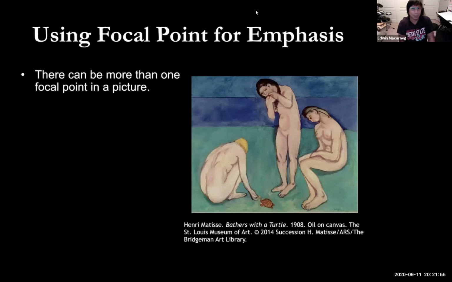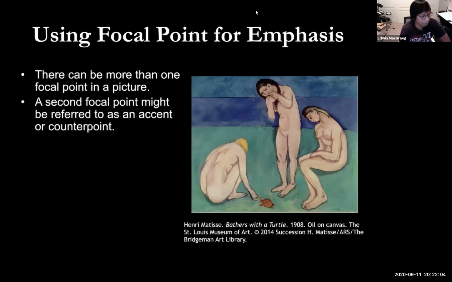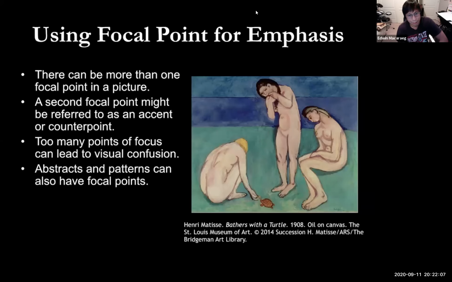And so when it comes to emphasis, there can be more than one focal point in a picture. In many cases, we like to look for that one thing that sticks out, but in some works of art, there can be more than one. If we take a look at this piece here, a second focal point might be referred to as an accent or counterpoint. Too many points of focus can lead to visual confusion. And that is an interesting point here.